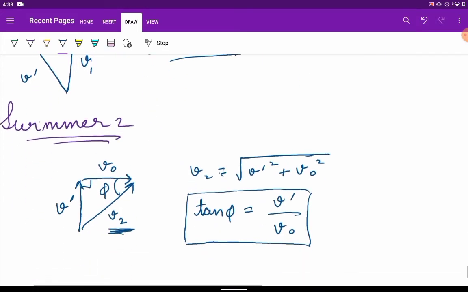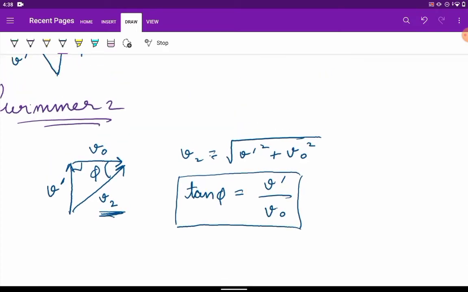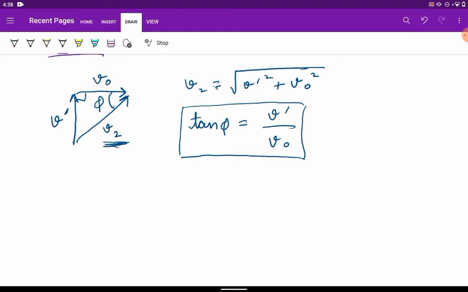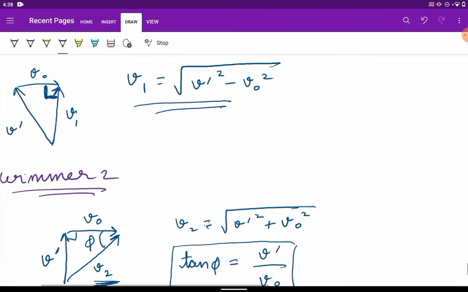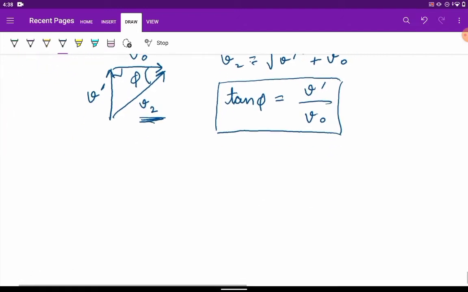This is the first part of the journey of the second swimmer. Now it also has to walk on the land. So let's say on the land the speed is u. Now we have got all the speeds.